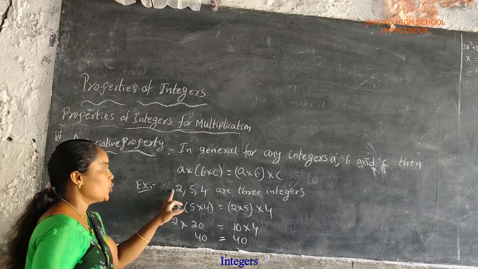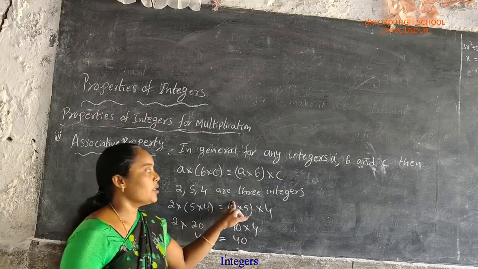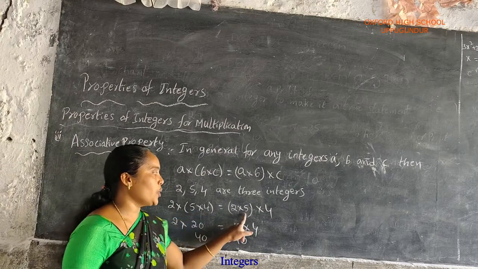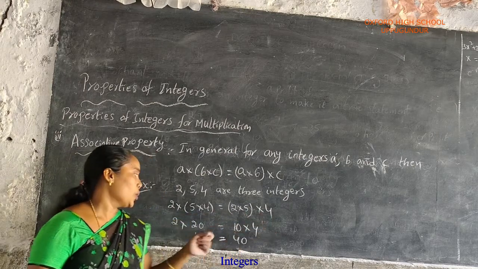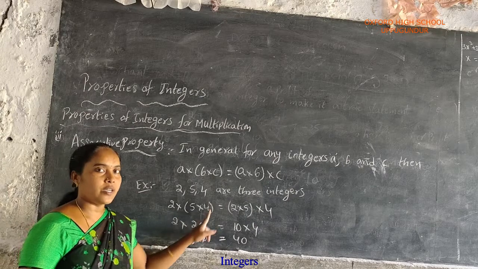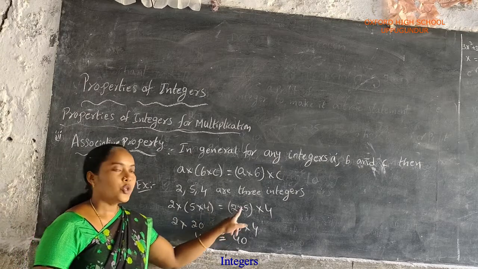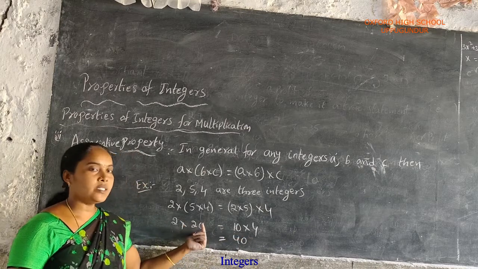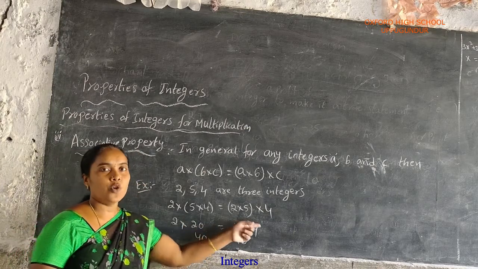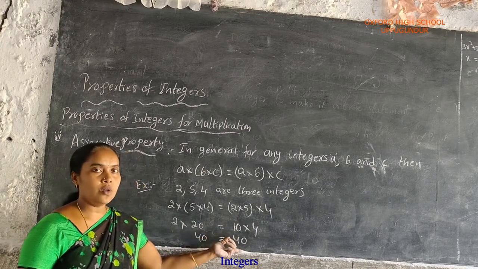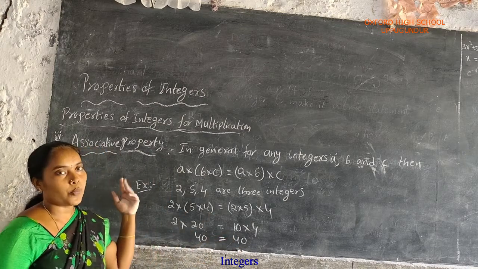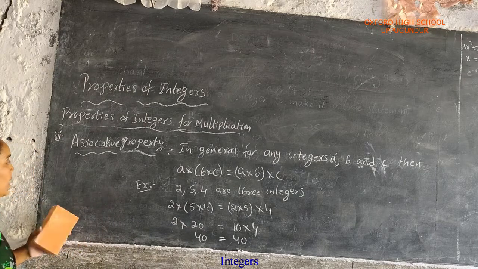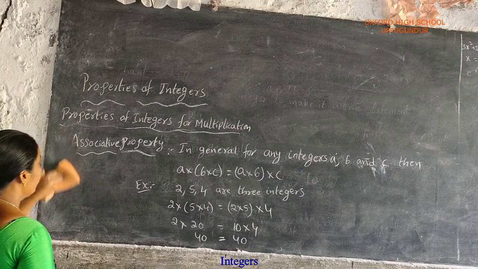Okay, example again: 2, 5, 4 are three integers. 2 into 5 into 4 equals 2 into 5 into 4. 2 into 5 4s are 20, equal to 2 5s are 10 into 4. 2 20s are 40, 10 4s are 40. 40 equals 40. So associative property is satisfied. Okay, next one, multiplicative identity.